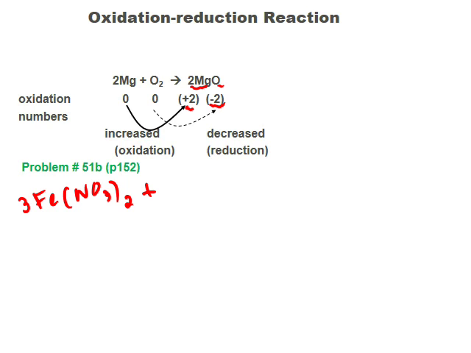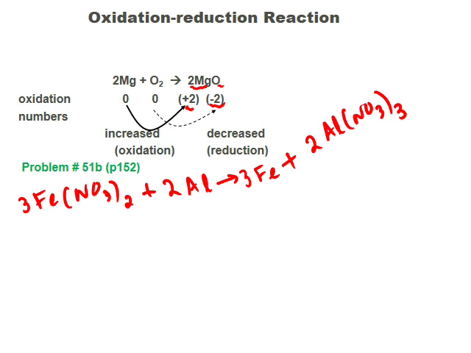Plus, this is 51b, plus 2Al, that's solid, giving 3Fe plus 2 aluminum nitrate, NO3. Now keep in mind aluminum is plus 3, so it has to be 3 here.